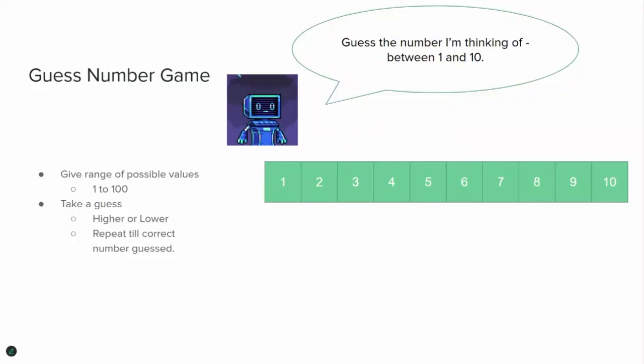So, have you ever played the guess number game? Essentially, how the game works: you're given a range of possible values, for example, 1 to 100. And you, as a player, have to take a guess. If you take a guess, I'll tell you higher or lower. And then you repeat this process until you get the right number, right? So on the left, our computer is asking us to guess a number between 1 and 10.